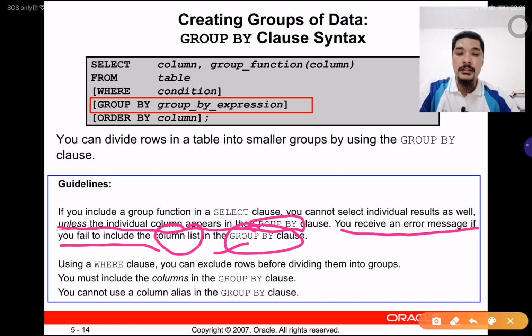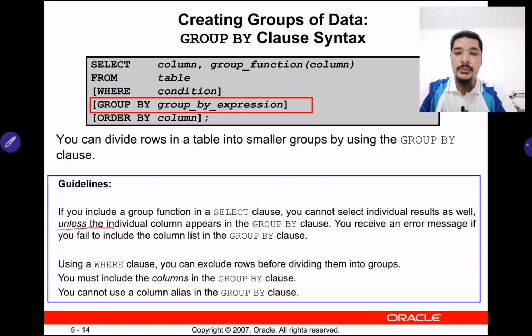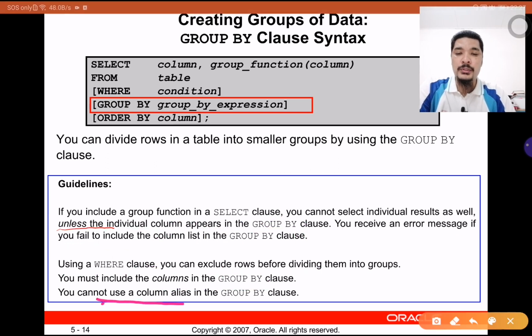Okay, using a where clause, you can exclude rows before dividing them into groups. We can exclude the rows, and also you must include the columns in the group by clause. And the next one, you cannot use a column alias in the group by clause. Okay, these are the guidelines. Okay, let's move to the next one.